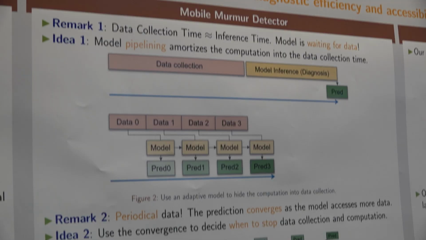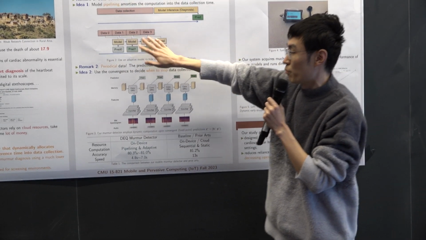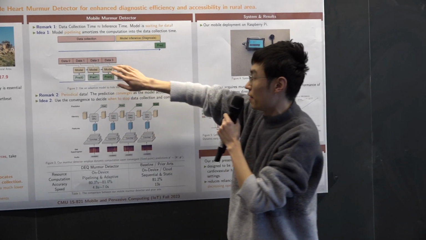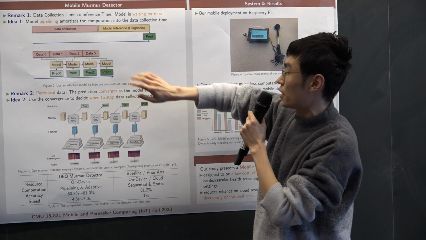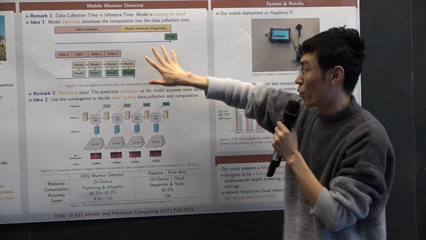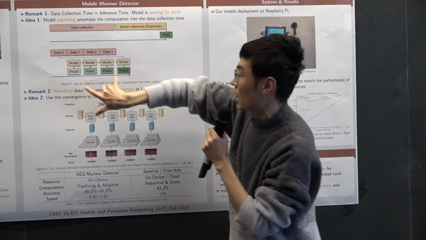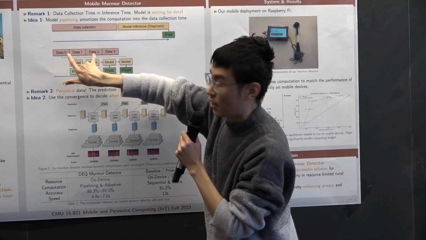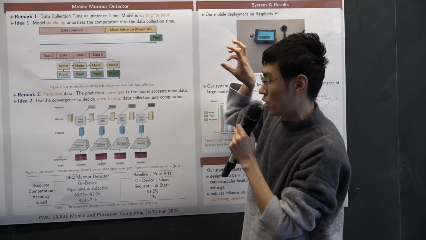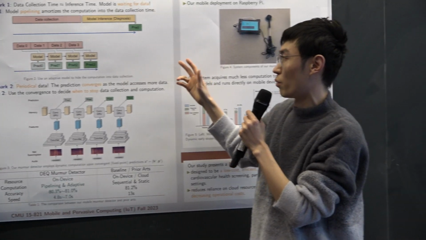So I will introduce some basic ideas of our model. For murmur detection, if you hope to detect your murmur, you will have a streaming data stream which records your heartbeat. In that setting, we need to first run data collection and then run model inference. We observe that the model is mostly waiting for data. So we use model pipelining that could amortize the entire computation into the data collection time, so we can dramatically reduce the model inference time because we don't need to wait for data.